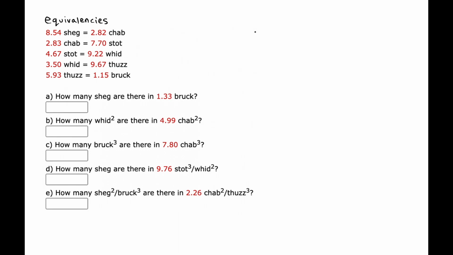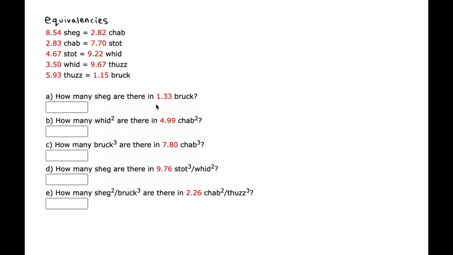So in the same way that meters and feet and yards all measure distances, these quantities sheg, chab, stot, wid, thuz, and bruck all measure the same type of quantity. We just don't know what that quantity is. But like I said, it doesn't really matter what it is. Let's try the first one.